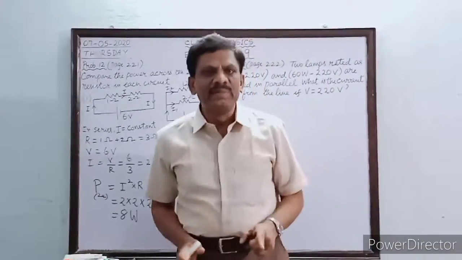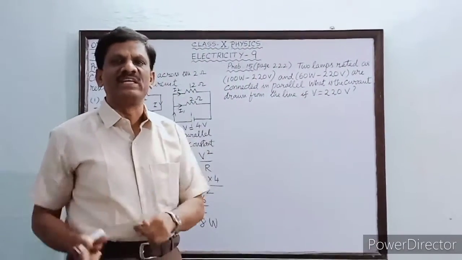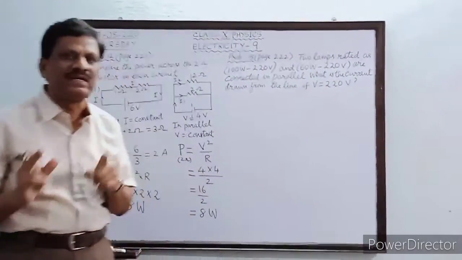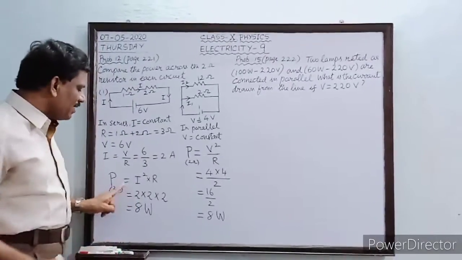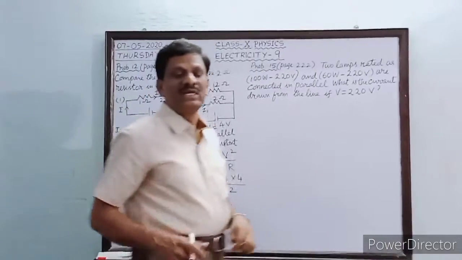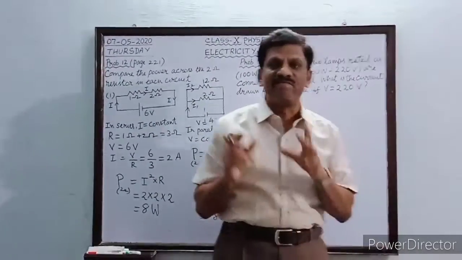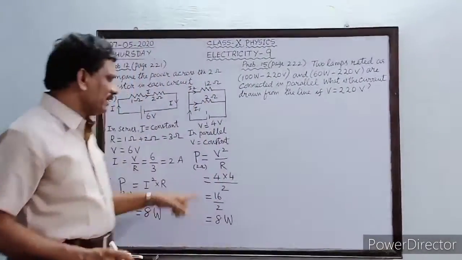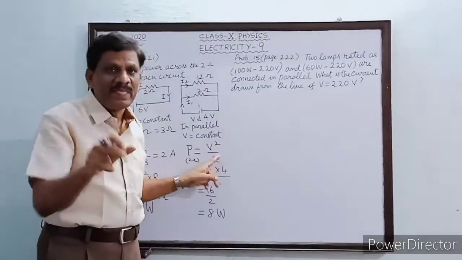Once again I am repeating, my dear students, in the series combination current will be constant, so the power dissipated is given by the formula P is equal to I square into R. Whereas in the parallel combination the voltage is constant, and hence the formula to find the power dissipated is P is equal to V square by R.